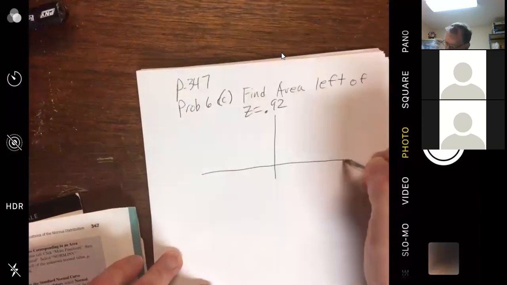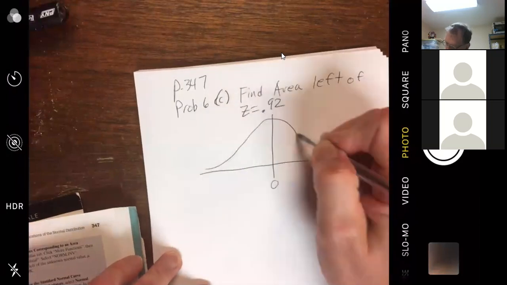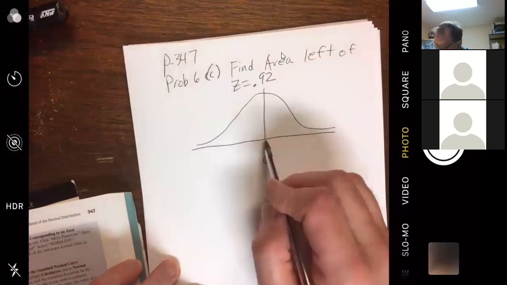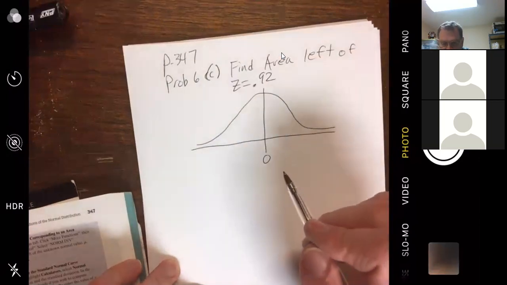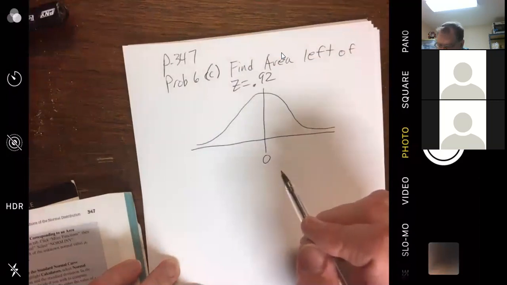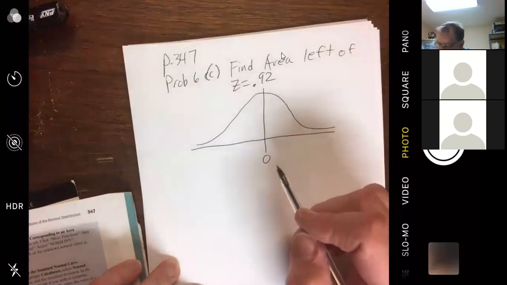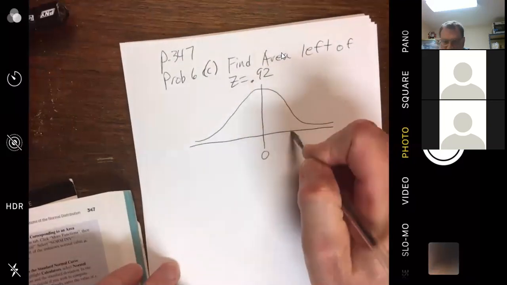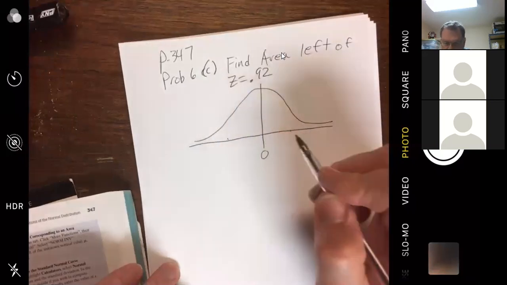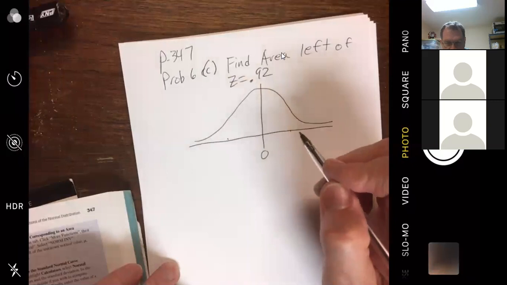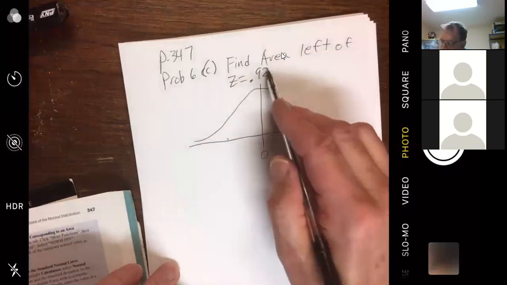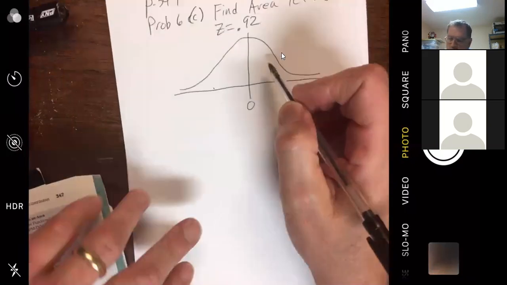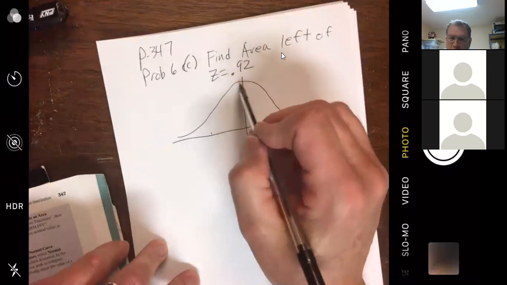Picture it. Zero is at the center. Which side is 0.92? Is it this way or this way? It might be near the center, but is it on the right side of 0 or on the left side of 0? I think the left side. On the right side. 0.92 is positive. Oh, on the right side. 0.92 is positive.